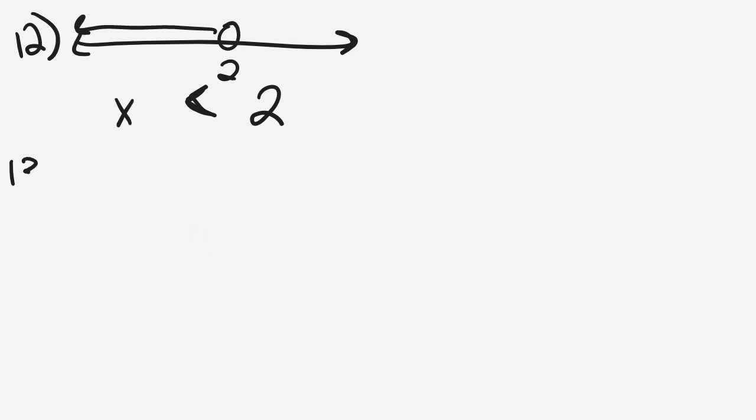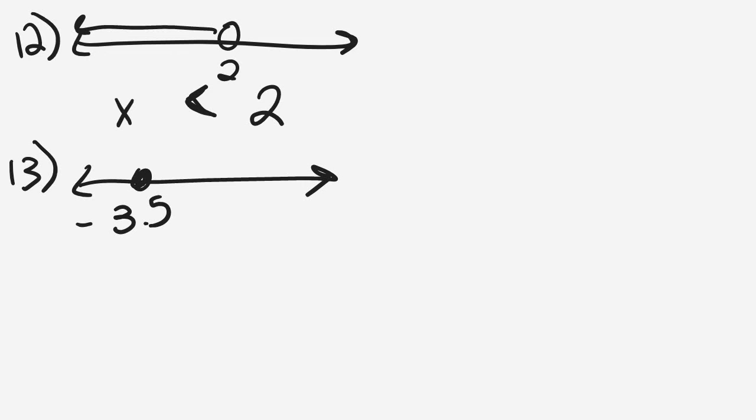And that is it. Number 13. So we have a solid circle on negative 3.5, and the arrow goes that way.